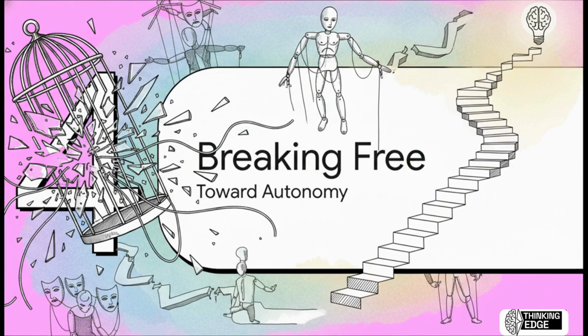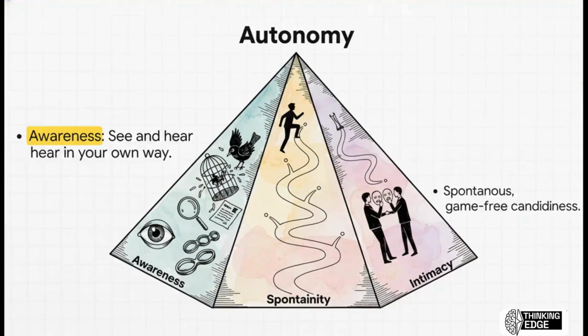Let's get into the final, and I think the most important section, how we can move from these unconscious scripts to making conscious choices. The goal, as Byrne puts it, is autonomy. And this isn't about being alone, it's about being free. It's about recovering 3 amazing human capacities. Awareness, which is seeing the world for yourself. Spontaneity, the freedom to choose your response instead of just running a program. And intimacy, the ability to connect with people in a real, honest, game-free way.